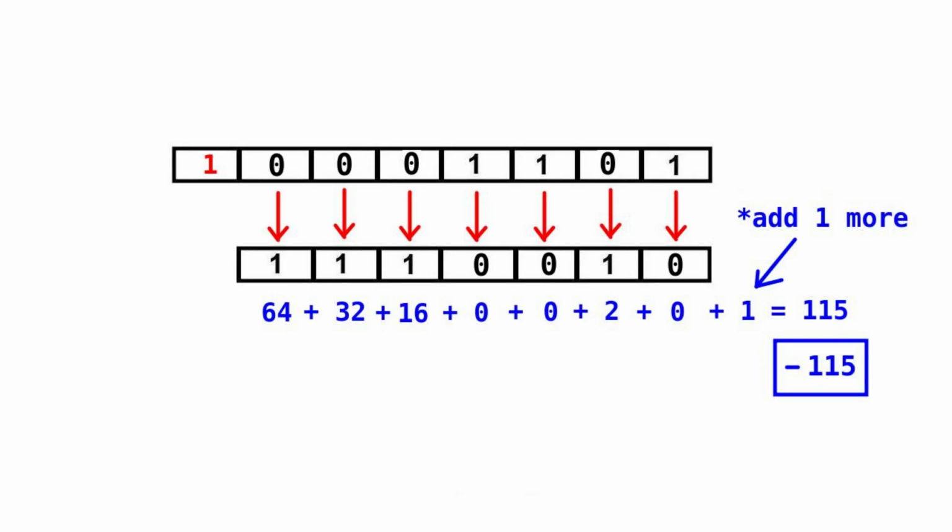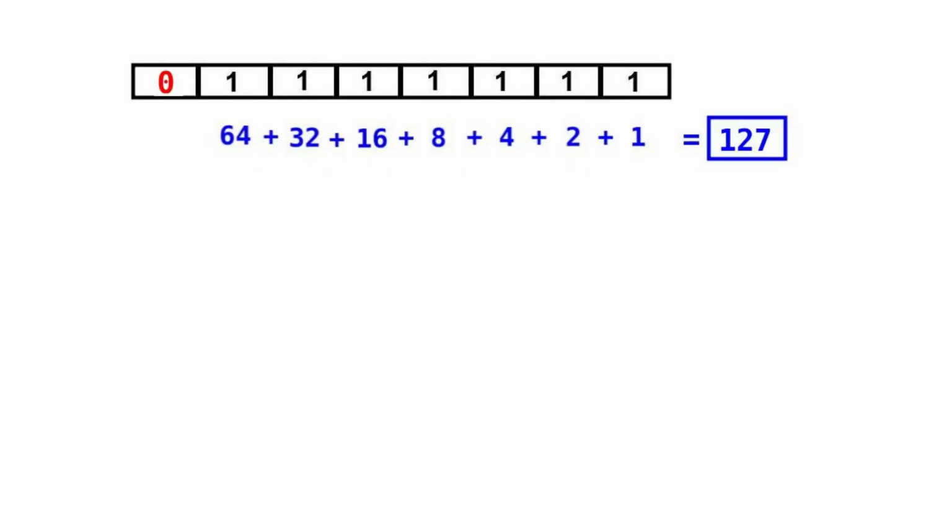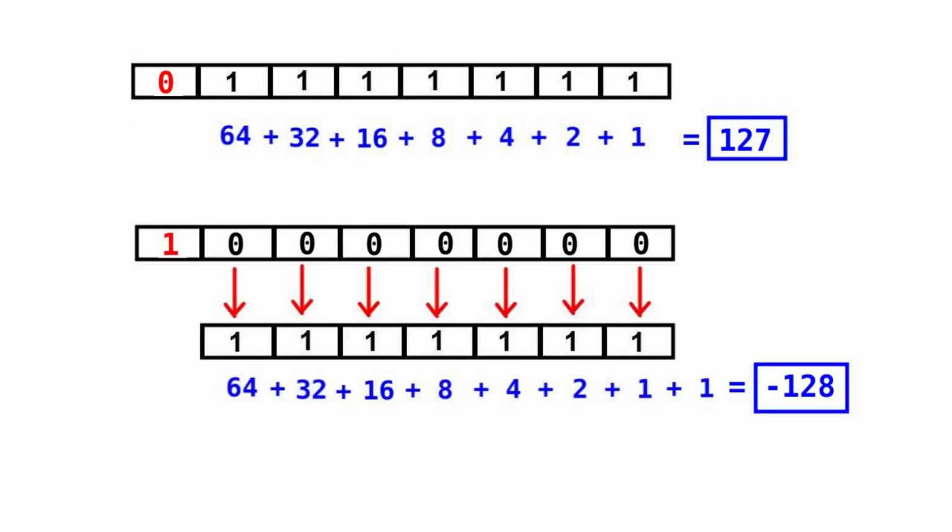Taking up a bit for the sign indicator means the maximum positive value we can have is 127. But since we can also represent negative numbers down to minus 128, we still have 256 possible values per byte.